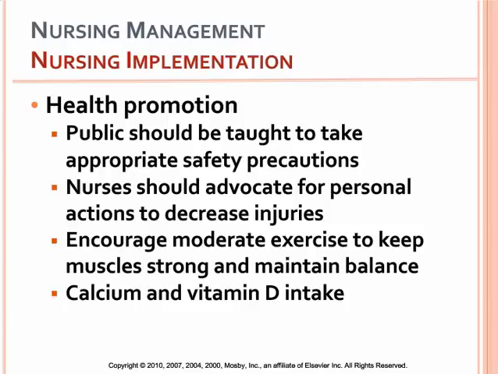The health promotion aspects would be that the public should be taught to take appropriate safety precautions to avoid fracture. Personal actions known to reduce injury include regular use of seat belts, driving within the posted speed limits, warming up muscles before exercise, use of protective athletic equipment like helmets and knee, wrist, and elbow pads, use of safety equipment at work, and not combining drinking and driving.